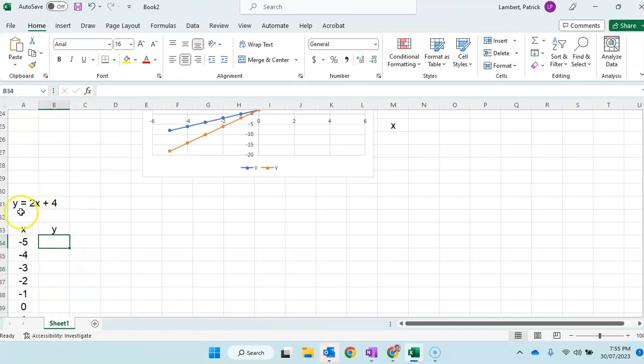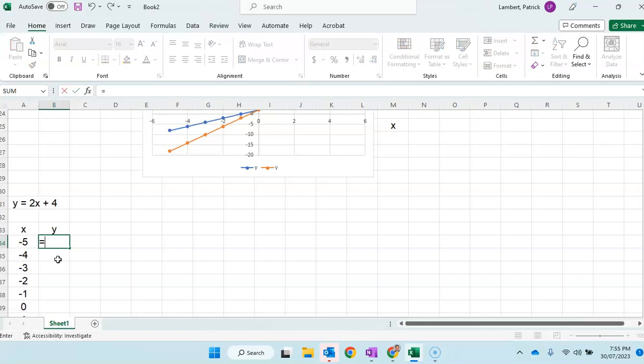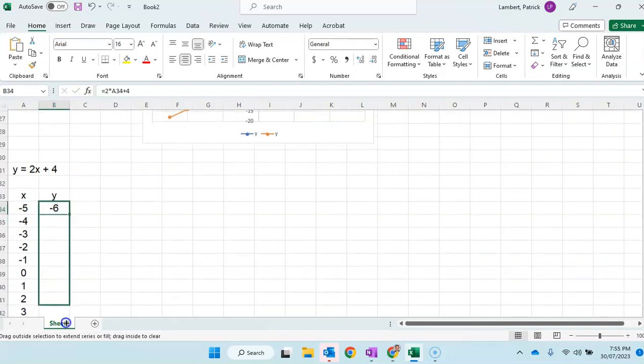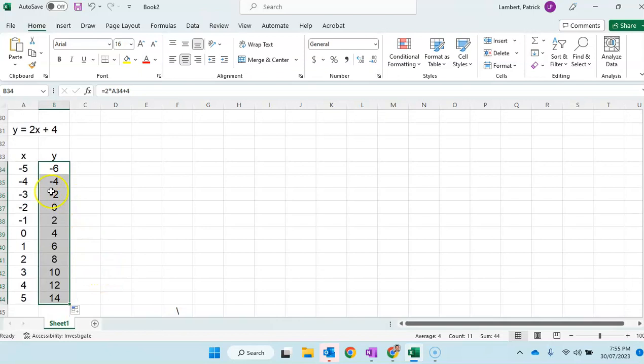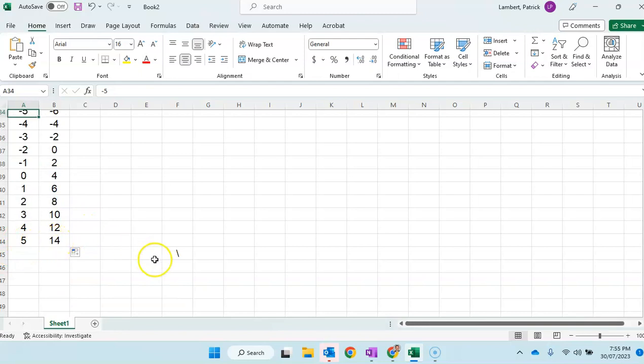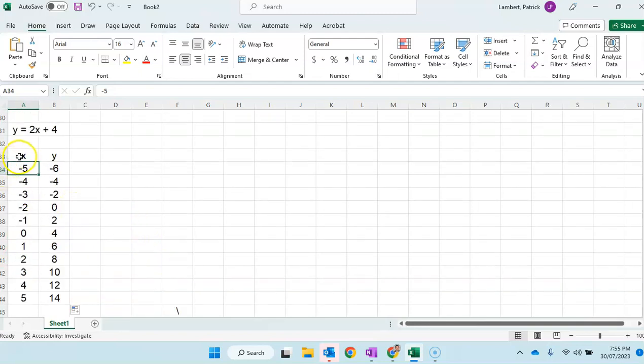Now, y in terms of x equals twice x plus 4. So I've got to tell Excel that we're going to put in a formula. It's 2 times, using shift 8, A34, cell A34, plus 4. And that's given us our y value. We'll copy it down, and we'll see that twice -5 plus 4 equals -6, and twice 5 plus 4 equals 14.